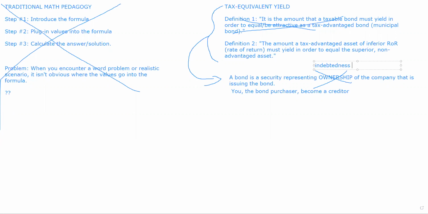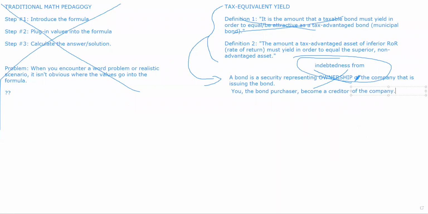Indebtedness, I would say, from the company that is issuing the bonds. My apologies, it's not ownership, that's a stock, sorry. Indebtedness from the company that is issuing the bond. So you, the bond purchaser, become a creditor of the company. The company owes you money, right?